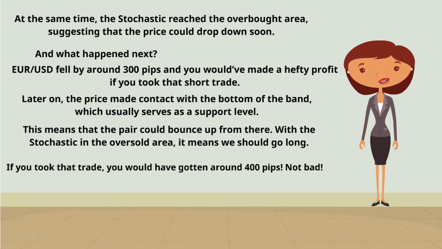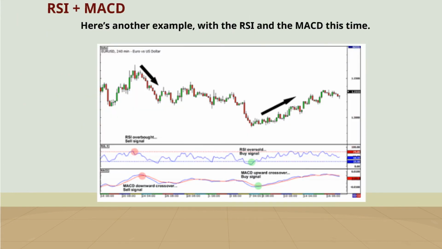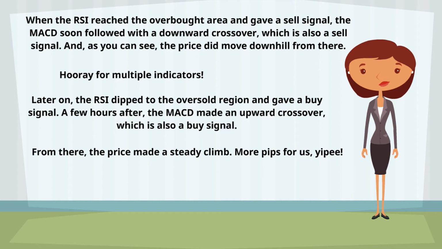Not bad. RSI plus MACD. Here's another example, with the RSI and the MACD this time. When the RSI reached the overbought area and gave a sell signal, the MACD soon followed with a downward crossover, which is also a sell signal. And, as you can see, the price did move downhill from there.